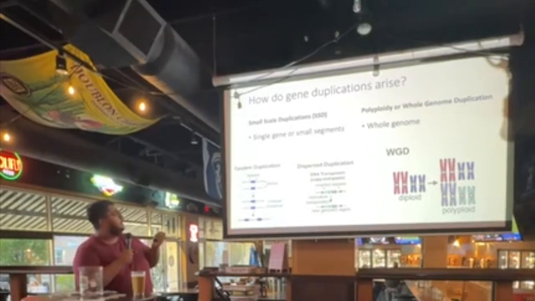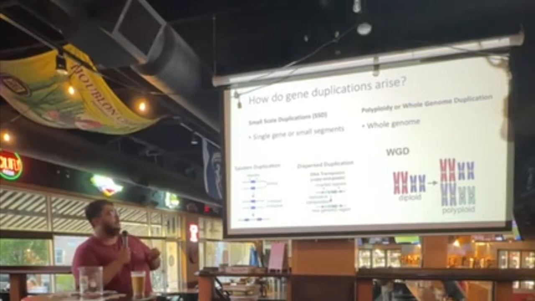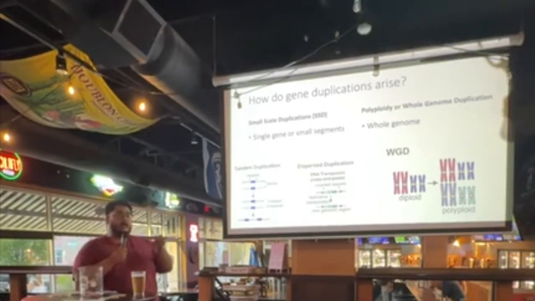And duplications can arise from a variety of different mechanisms. They can arise from what we call small-scale duplications, and these are duplications of single genes or small segments of DNA. For those who are interested in how these actually happen, here are some mechanisms. But we also have what's called polyploidy, or whole genome duplication. This is where the entire DNA content, or all of the chromosomes, become doubled or tripled or multiplied many times.